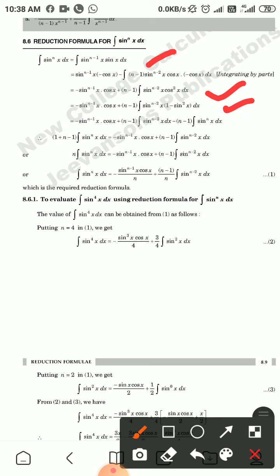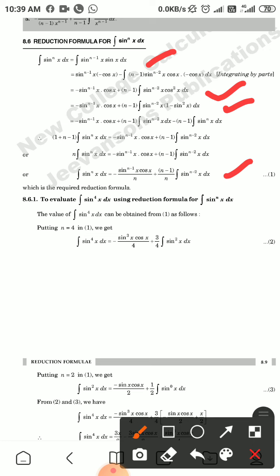Now taking similar terms to the left hand side and other terms to the right hand side, this becomes integration of sine n x dx is equal to minus sine raised to power n minus 1 x cos x divided by n plus n minus 1 divided by n integration of sine raised to power n minus 2 x dx, which is the required reduction formula for integral sine raised to power n x dx.